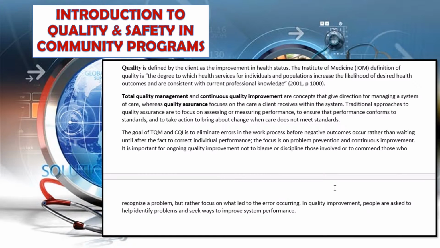Okay, so as you start studying that, you're going to see terminology like total quality management, which is also TQM, or continuous quality improvements, CQI. These concepts are just concepts that give direction for managing a systems of care, okay? Whereas quality assurance focuses on the client services within the system, we have different approaches to quality, okay? The goal of TQM and CQI is to eliminate any errors in the work processes before negative outcomes rather than waiting until after the fact.